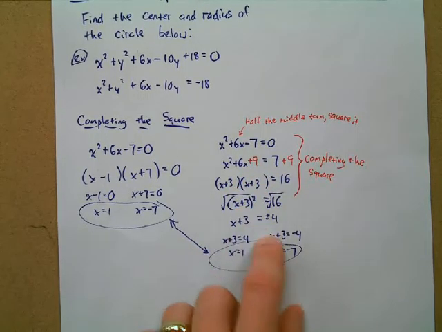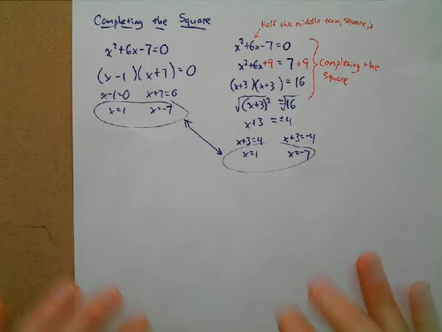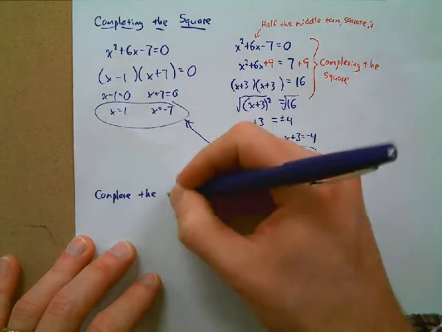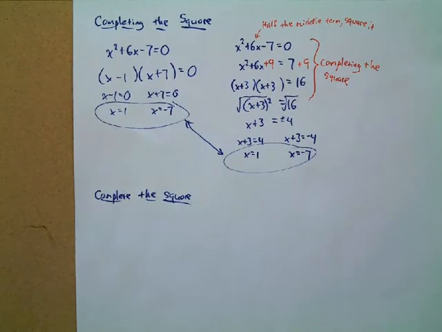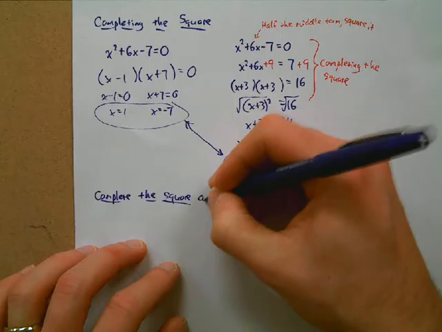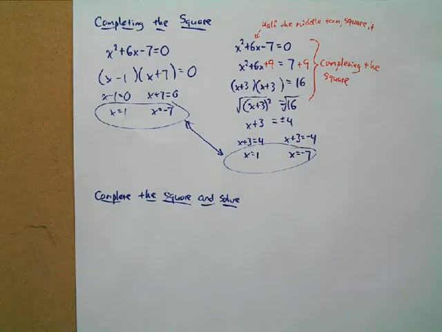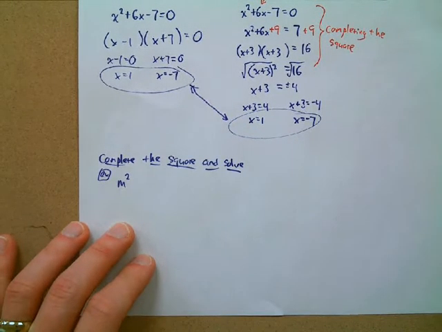So actually, I'm going to have you guys try that here. So let's try another one. Let's complete the square again. That's going to be our example. We'll get back to our circle problem here in just a moment. Our directions here are just complete the square, and then we'll have you go ahead and solve too. Why not get that solving in there too. So let's see here. Let's say we've got m squared plus 10m plus 14, and that's equal to negative 7.